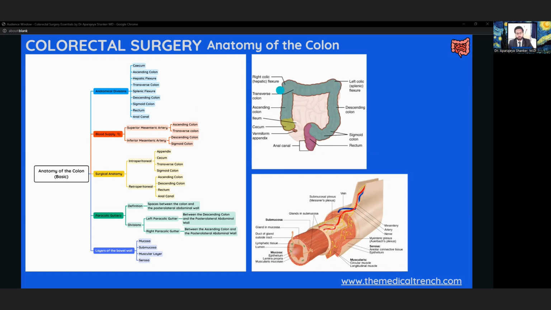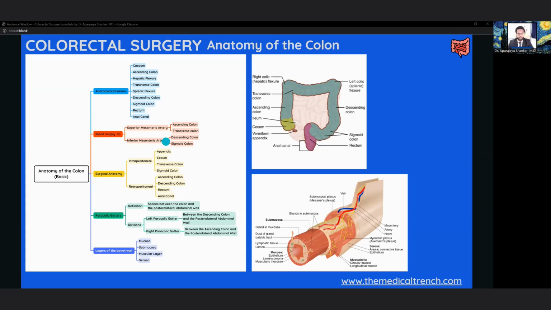And here I want to bring your attention to two different parts. One is the right colic or hepatic flexure, and the second is the splenic flexure. The right colic flexure or the hepatic flexure is essentially the flexion point where the ascending colon turns and joins and becomes the transverse colon. And the splenic flexure is the point where the transverse colon turns again and becomes the descending colon. This will become more apparent to you when we study resections. We're going to go through the resections again.